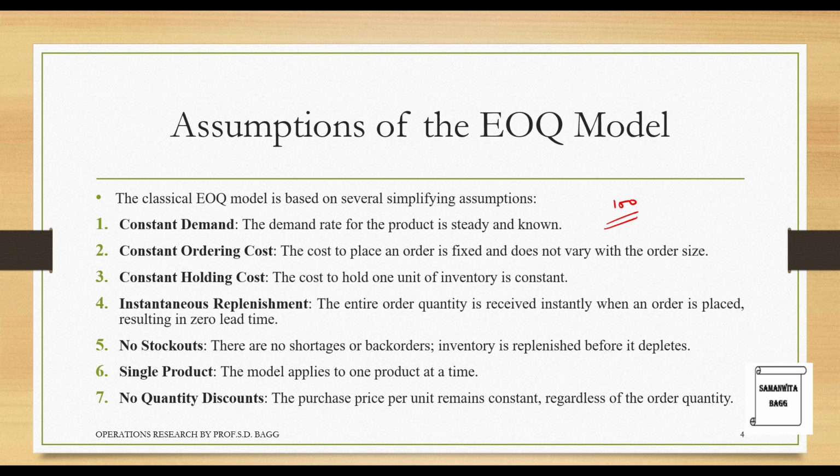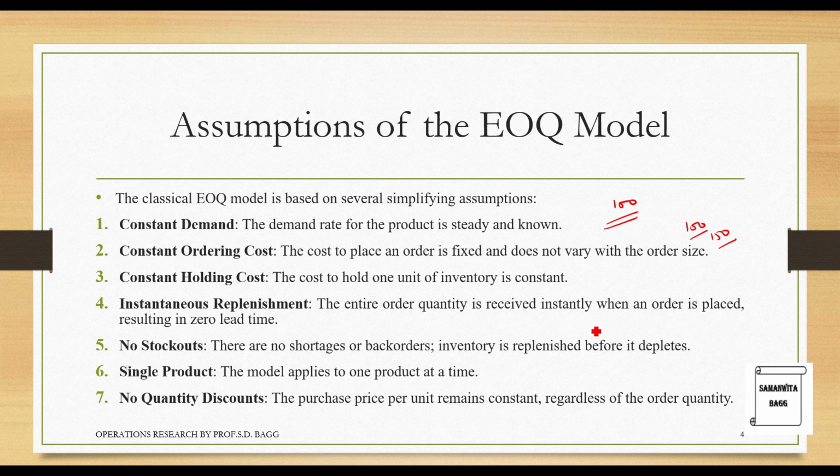Constant ordering cost, the cost to place an order is fixed and does not vary with the order size. So if your order size is say 100 or 150 or whatever it is, the cost of ordering this quantity is going to remain the same. Constant holding cost, the cost to hold 1 unit of inventory is constant. So if you are holding 100 units of the inventory, the cost will remain constant for holding such kind of inventory.